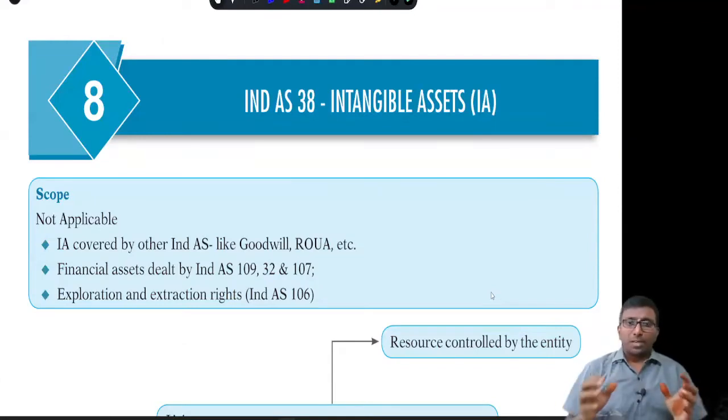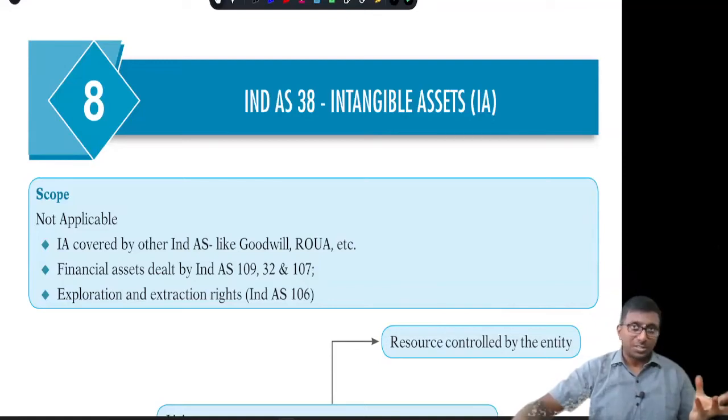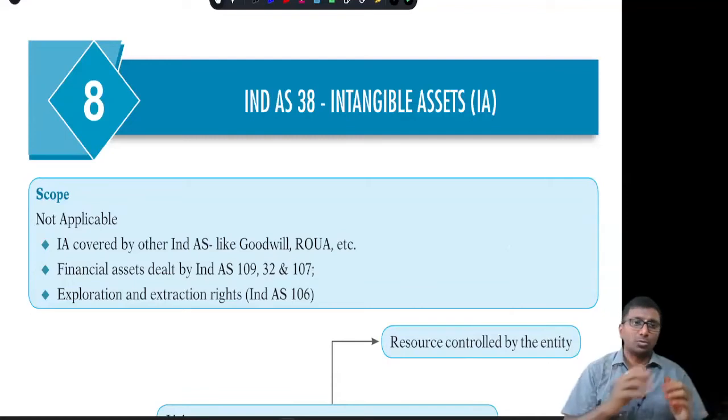These charts are from my book, Quick Revision Fast Track Charts on Financial Reporting, which is available in the market. Let's look at Ind AS 38, which is intangible assets. This standard is obviously not applicable for an intangible asset which is covered by some other standard. Suppose there is goodwill arising from business combination, one needs to refer Ind AS 103. Like that, ROUA, the right of use asset, is dealt with by Ind AS 116. If it is dealt with by another standard, then you are supposed to refer to the respective standard.